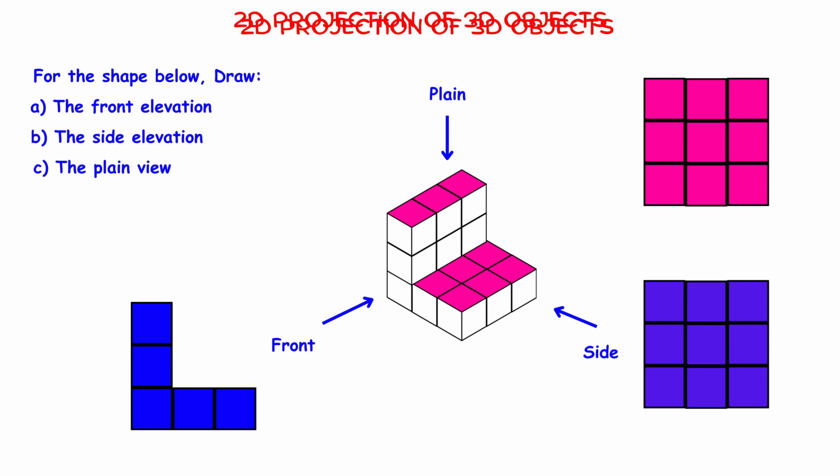We can then figure out that this side must be the side view. And as always, this view from above will be the plan. So from the front, you'll see these five squares, which we have as a 2D projection like this.